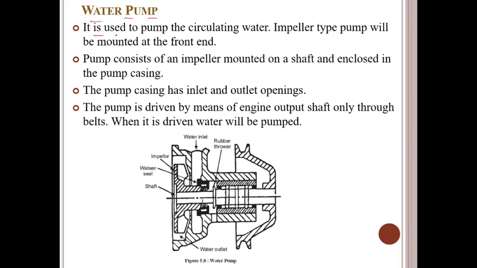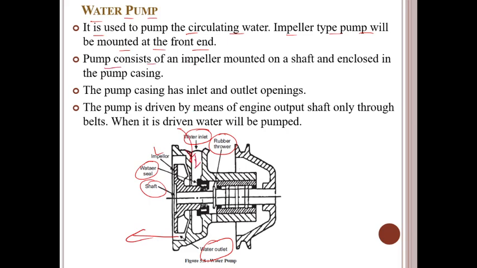So it is used to pump the circulating water. The impeller type pump will be mounted at the front. If you observe the diagram, there is the impeller, rubber thrower, water inlet, water seal, shaft, and water outlet. Through this the water will enter.